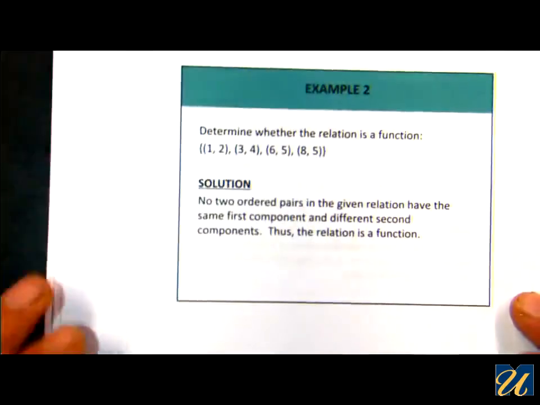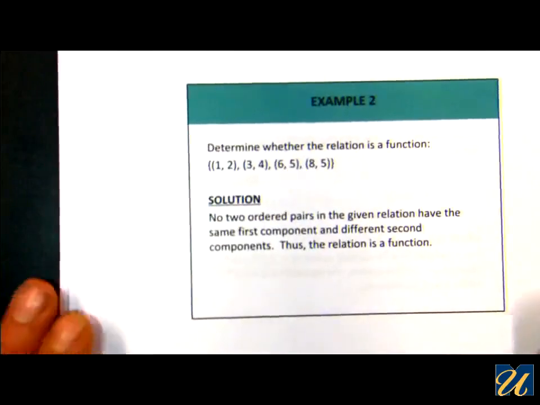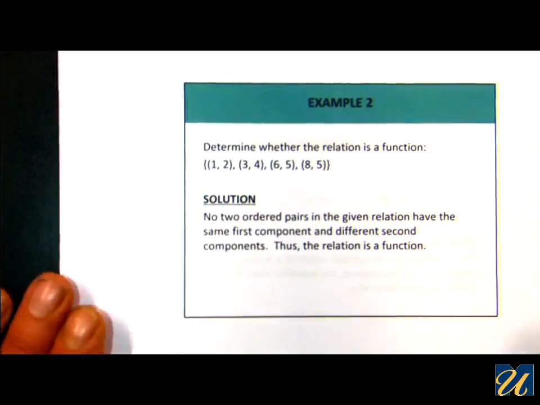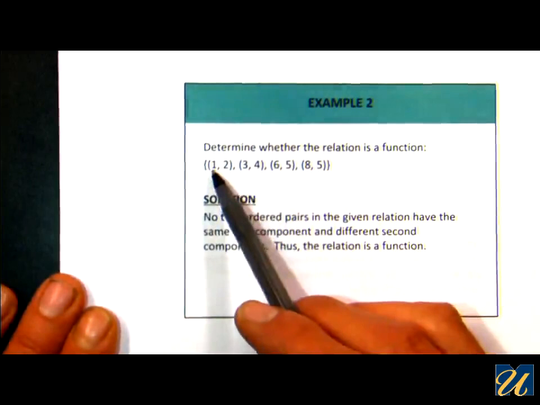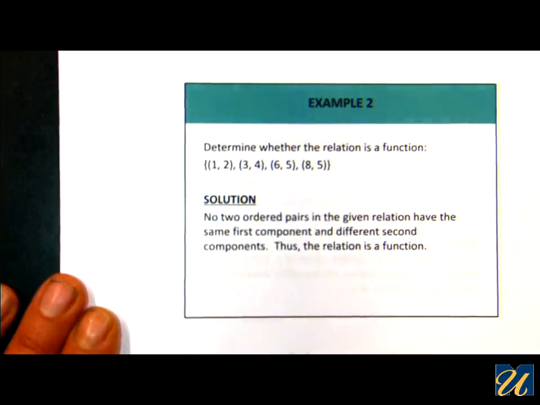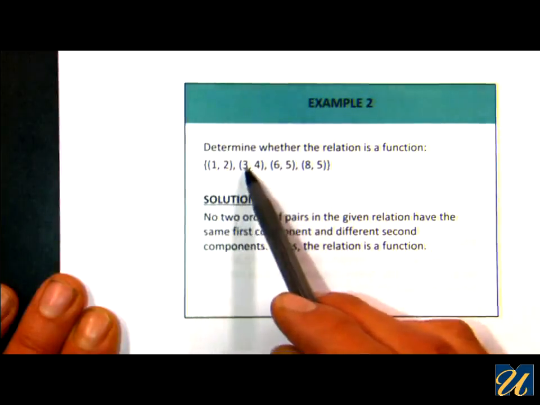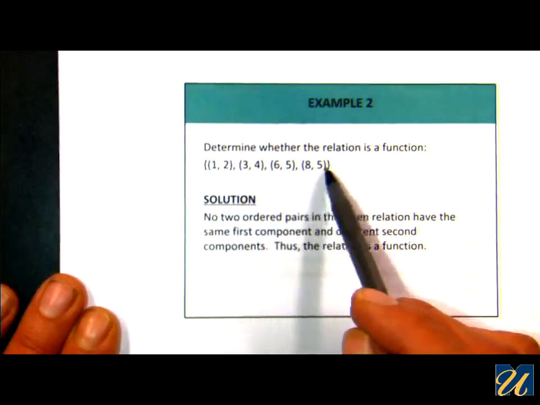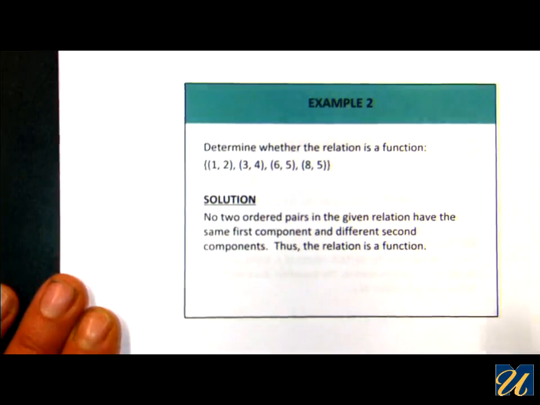For example, to determine whether this list of ordered pairs represents a function or a relation, we look at each first component, the elements of the domain, and they map to only one element of the second component, the range, which means that here we have a function.